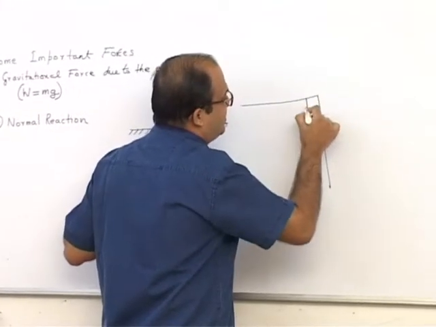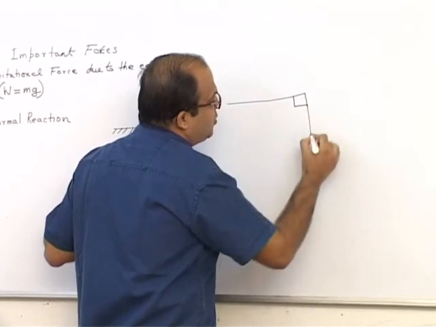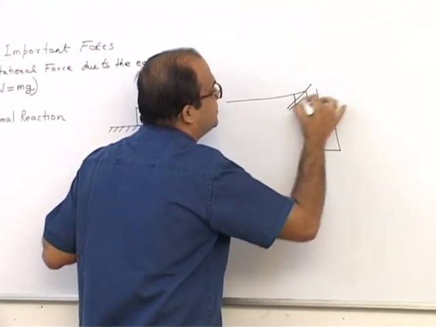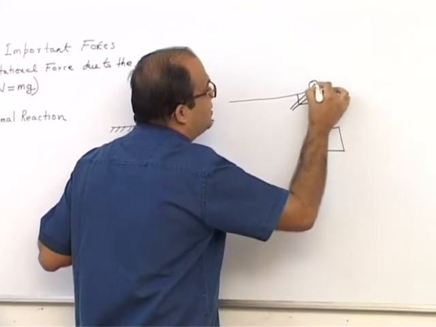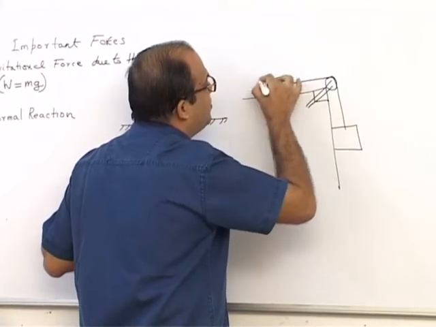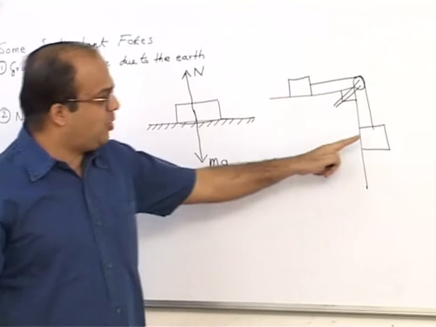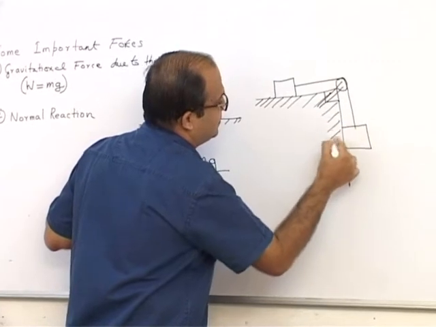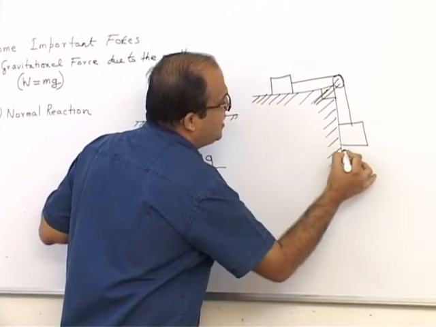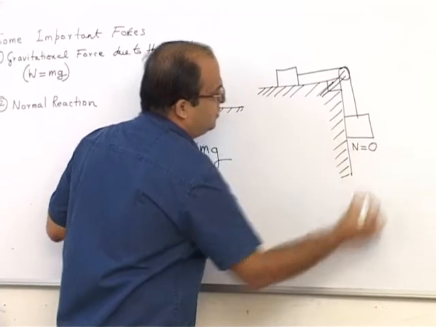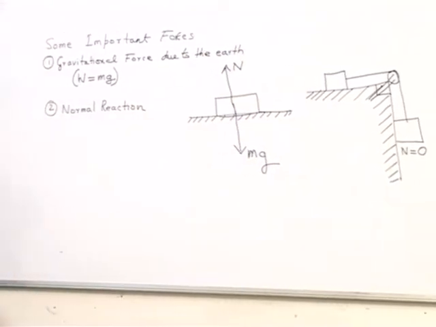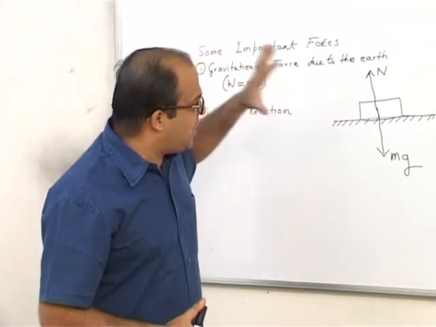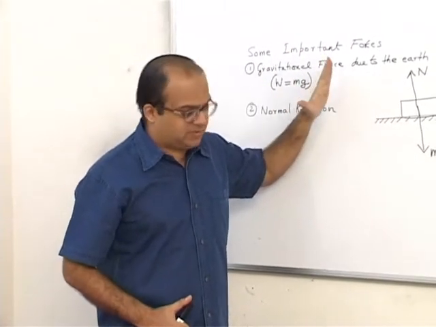Suppose you have a table like this. This is exactly 90 degrees, vertically downwards. One block is hanging here, and there is a pulley here. So another block is sitting here. This block is not pushing against this surface. So in this case, the normal reaction is equal to 0. So normal reaction acts only when a body pushes against a surface. Normal reaction always acts perpendicular to the surface.